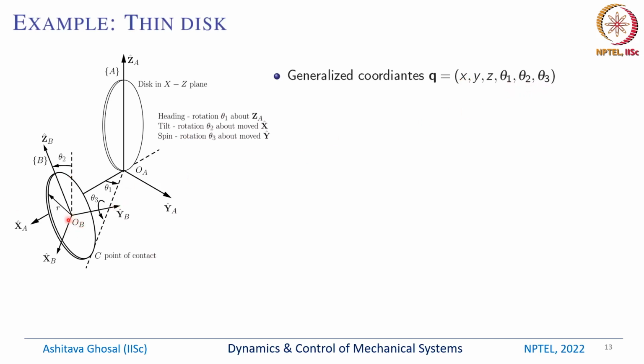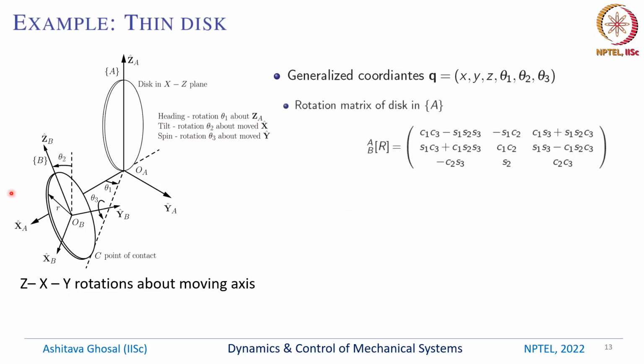X, y, z is the center of this disk. So this is the location of this point OB with respect to OA. So that is the vector x, y, z. And because there are these 3 rotations happening about the z-axis, then x-axis, then y-axis, we can use this Euler angle formula, Euler angle rotations about z, x, y, and obtain a rotation matrix of this disk with respect to the A coordinate system. So this is given by A B R, and we'll have this 3 by 3 rotation matrix. And as expected, it will contain sine theta 1, sine theta 2, cos theta 1, cos theta 2, and cos theta 3 and sine theta 3 in some particular order.